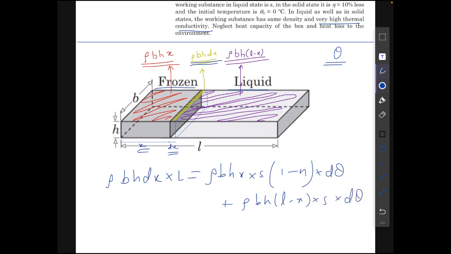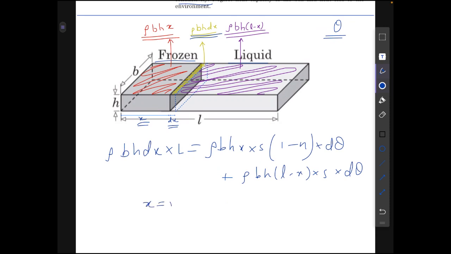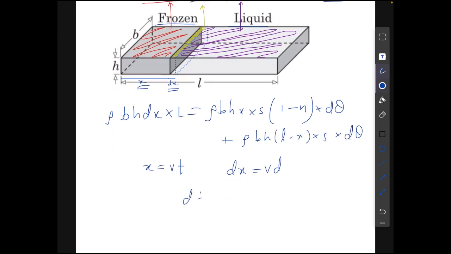Now here we can write x to be Vt, as the speed of increase of x is constant, and from here dx equals v dt. So substituting this in the above equation and simplifying, the final expression we get is dt over (L minus Vt eta) equals S d theta over L v.